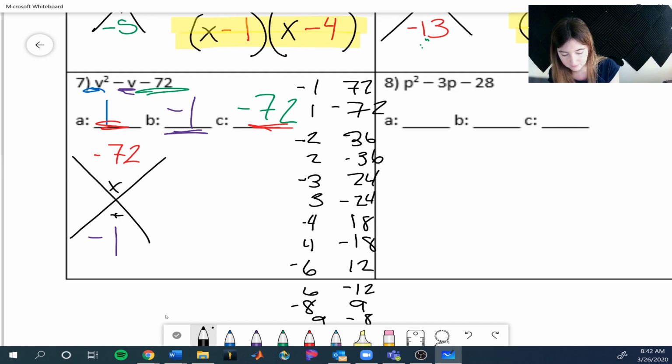Oh well. Positive 8 and negative 9. There we go. Fixed it.